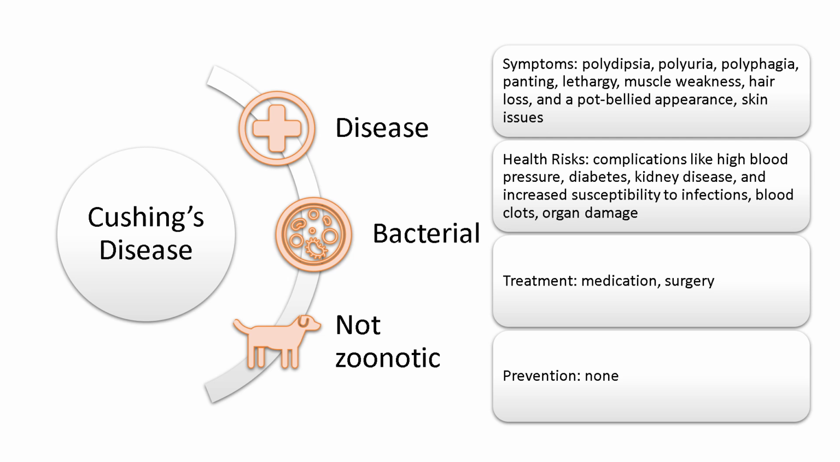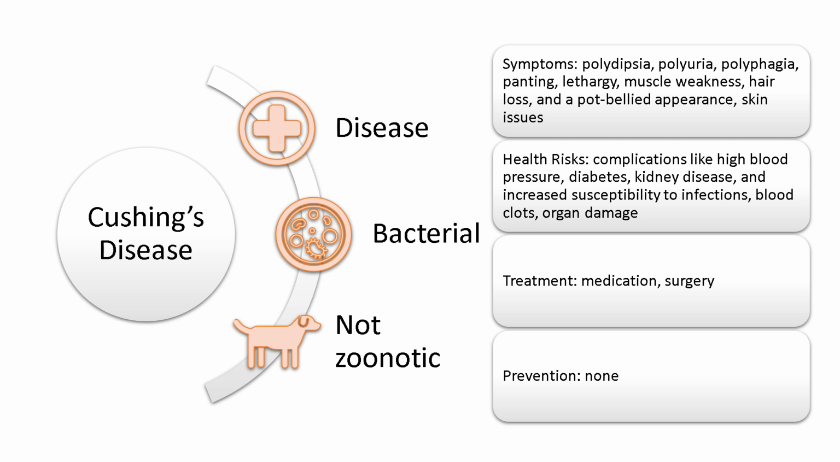Symptoms include excessive thirst, increased urination, increased appetite, panting, lethargy, muscle weakness, hair loss, and a pot-bellied appearance. Some dogs may also develop skin issues such as thinning skin, bruising, and slow healing wounds. Cushing's disease can lead to complications like high blood pressure, diabetes, kidney disease, and increased susceptibility to infections.